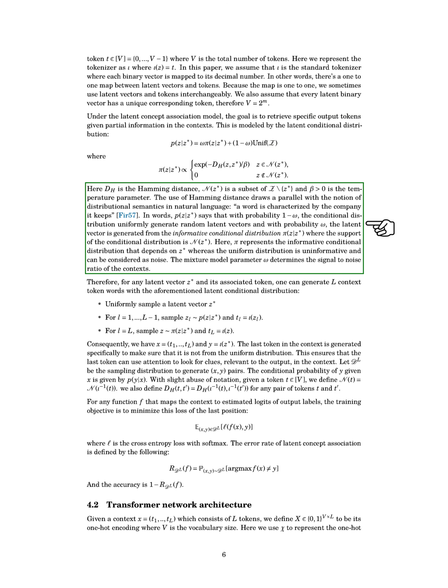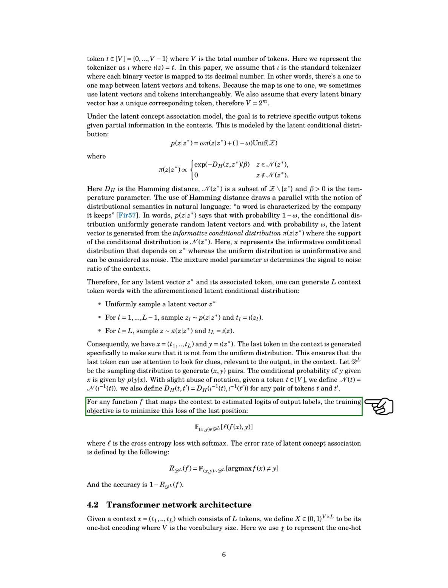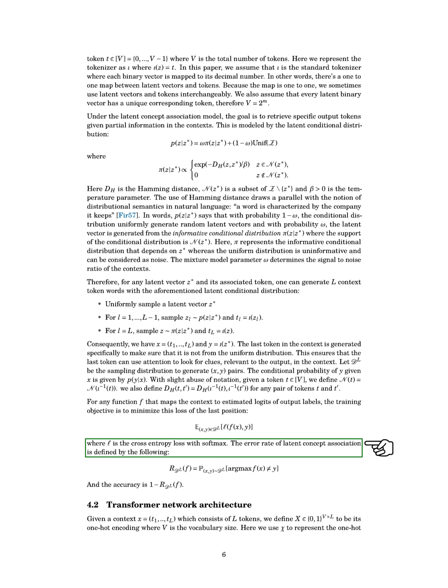This is achieved through a latent conditional distribution, where the Hamming distance and a temperature parameter determine the likelihood of generating random latent vectors or informative ones based on the context. The training objective involves minimizing the cross-entropy loss with softmax for the last position in the context. The error rate and accuracy of the latent concept association model are then calculated based on the predicted output tokens.